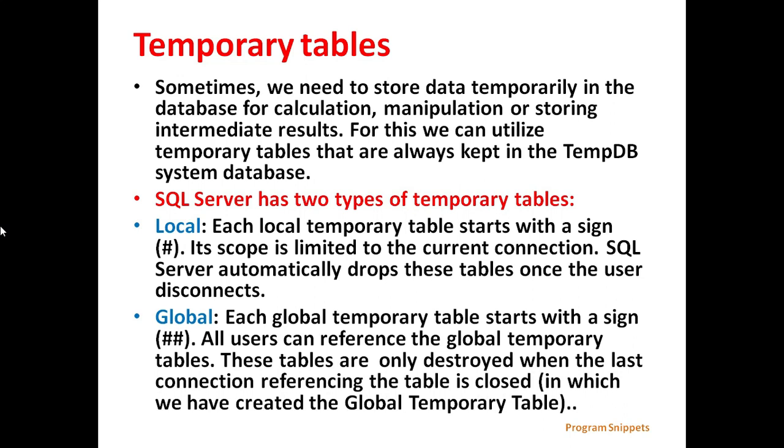Second is global. Each global temporary table starts with the sign double hash. All users can reference the global temporary tables. These tables are only destroyed when the last connection referencing the table is closed, that is, the connection in which we created the global temporary table.